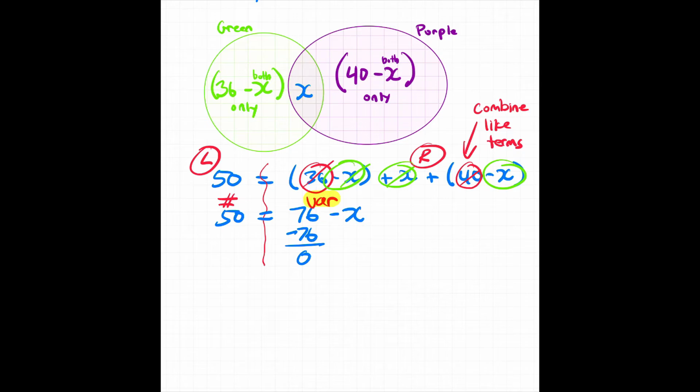But is it balanced? No, because if I take something away from the right side, I need to take it away from the other side to keep it balanced. So I need to minus 76 over here. And 50 minus 76 is negative 26.